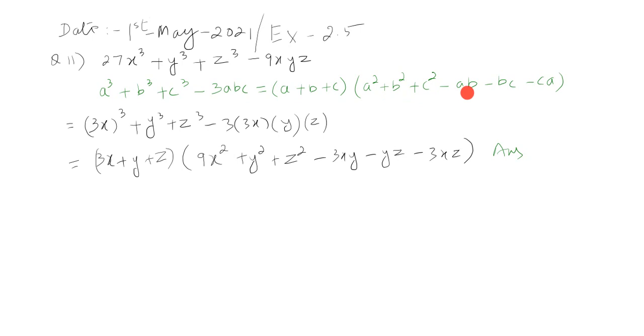Now we write minus ab. So minus a into b, so 3x into y is 3xy. Then minus yz and minus zx, so that is minus 3 into x into z. So that's the factor, right?